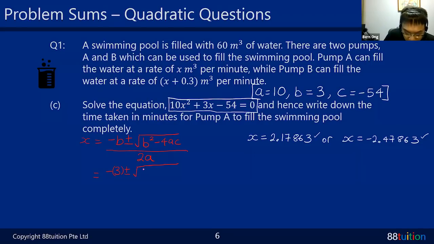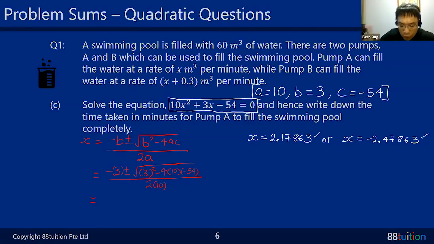B, what is B? B is a, 3 squared minus 4a. What is A? A is 10 and C is -54. The whole thing over 2a. Right, you do a substitution. At this moment, you don't have to press everything into your calculator.